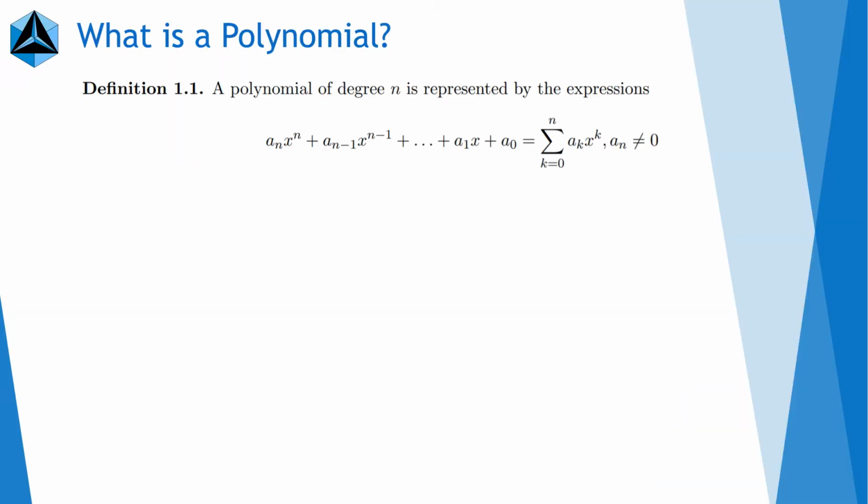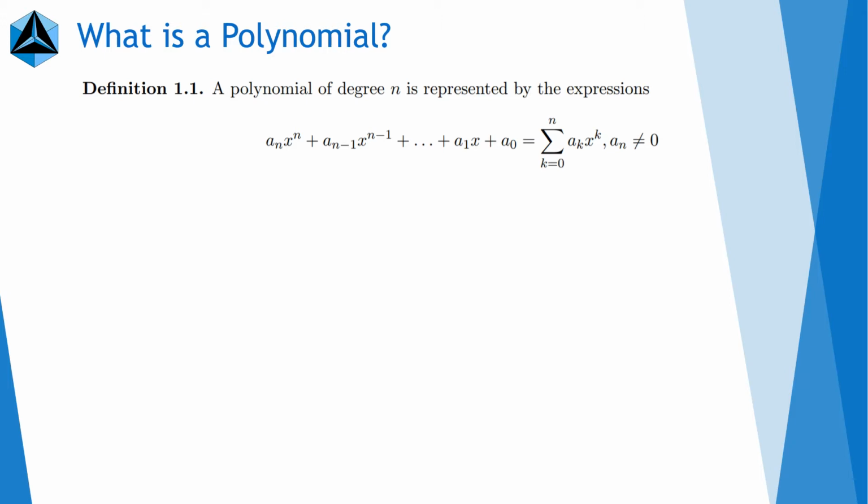Vieta's formulas apply solely to polynomials, so we'll first go over what polynomials are. A polynomial of degree n is represented by the expression a sub n times x to the n, plus a sub n minus 1 times x to the n minus 1, plus on and on until we get to a sub 0 times x to the 0, if you want.